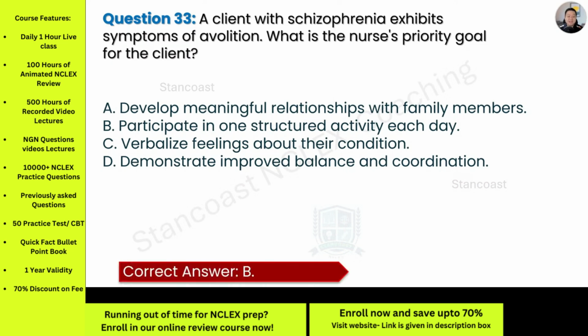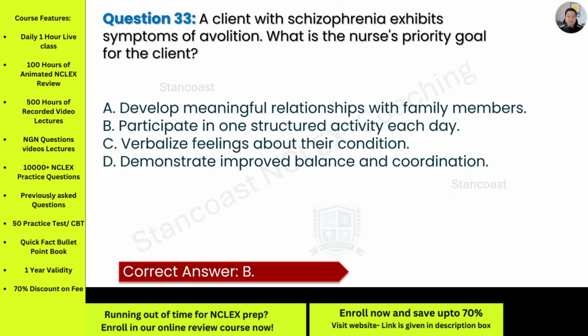The answer is letter B, because avolition is a symptom of schizophrenia where a person has a lack of motivation to start or complete tasks. They will show little interest in activities that require effort, like personal care, work, or social interaction. And your priority goal here is to help the client engage in at least one structured activity each day.